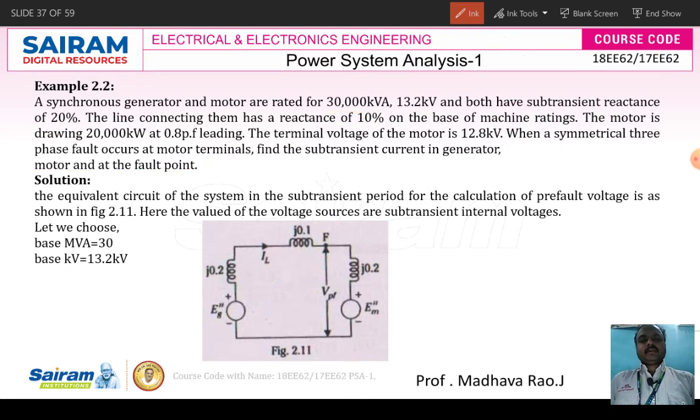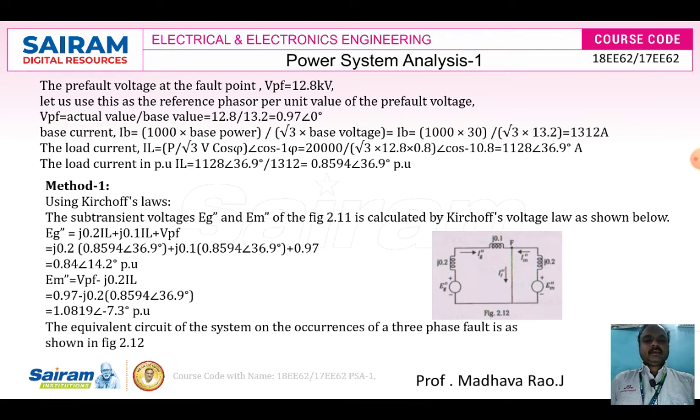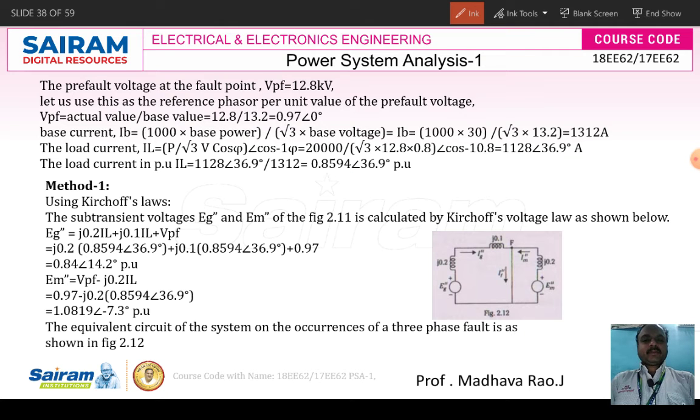After assuming all the values, we have to use Kirchhoff's voltage law and Kirchhoff's current law to find the fault current. The prefault voltage is 12.8 kilovolt. Per unit value is equal to actual value by base value, so 12.8 by 13.2 gives 0.97 at an angle of 0 degrees. Base current is equal to 1000 times base power by root 3 times base voltage, which is 1312 amperes. The line current IL is P by root 3 V cos phi, which we calculated as 1128 at an angle 36.9 amperes.